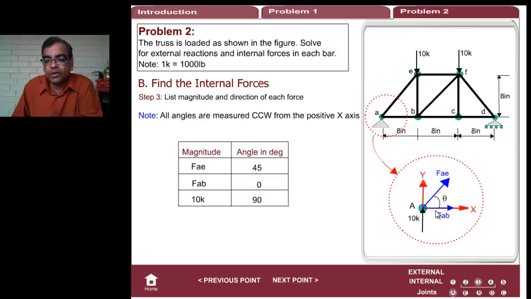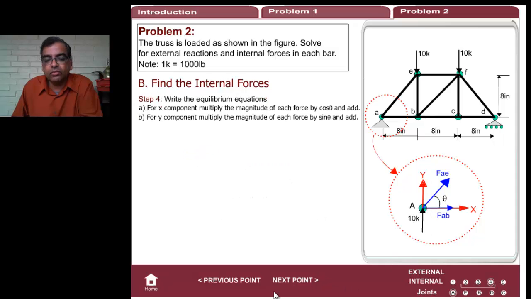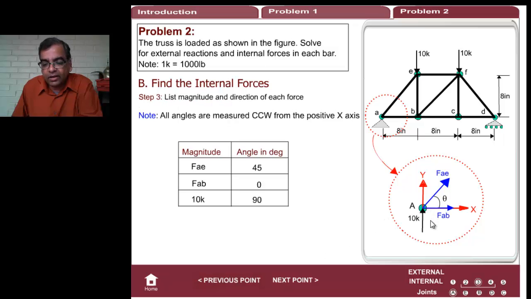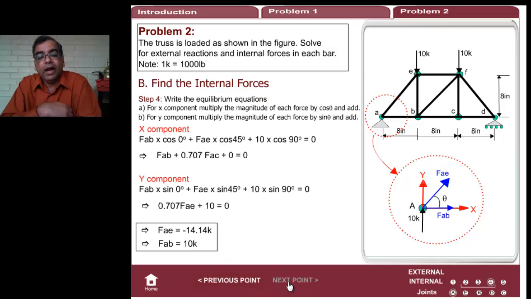So here is my force table. FAB 0, FAE at 45 degrees, 10K at 90 degrees. Can you see that? So please remember, 10K is not this angle, which is minus 90. It is the base angle, that one. You should always go from the base, not from the tip. Don't go here, go here to calculate the angles. Okay, so that's 10K. And then here's the x component, y component. Everything is straightforward and smooth, and we are pretty much set.